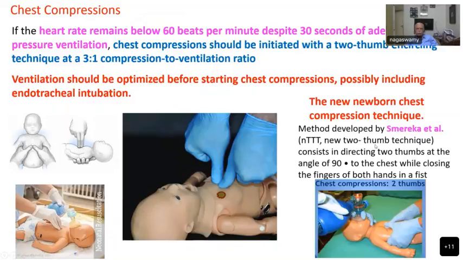The new two thumb technique consists in directing two thumbs at an angle of 90 degrees to the chest while closing the fingers of both hands in a fist. So the fingers are exactly at 90 degrees to the lower end of the sternum, and you just give compressions like this on a flat board with support on the baby.